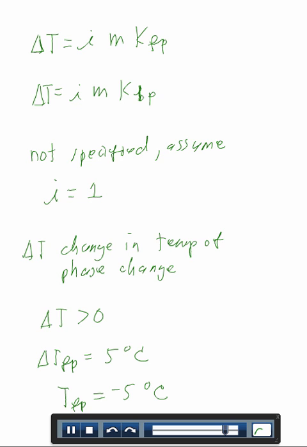On the other hand, if delta T boiling point is equal to 5 degrees centigrade, then the boiling point of that solution will be 105 degrees centigrade because it's the boiling point elevation. So we need to remember freezing point depression, boiling point elevation for delta T.